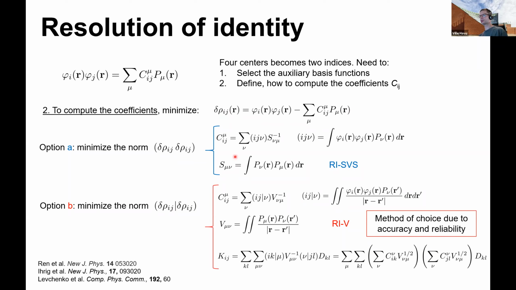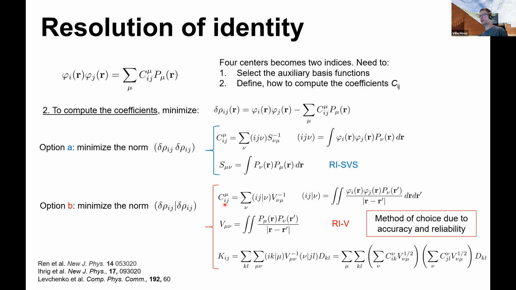When you do this, you get the definition of the coefficients C mu ij like this, where mu is the overlap integral of the auxiliary functions, and then you have to compute this kind of inner products, which again you can do by the integration algorithm. This is basically integration over the grid, and this is what we call the RI-SVS, because it leads to an expression that looks like an SVS.